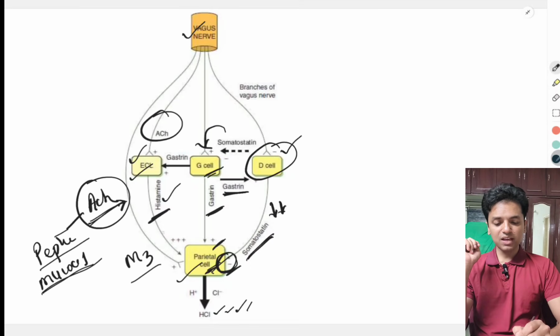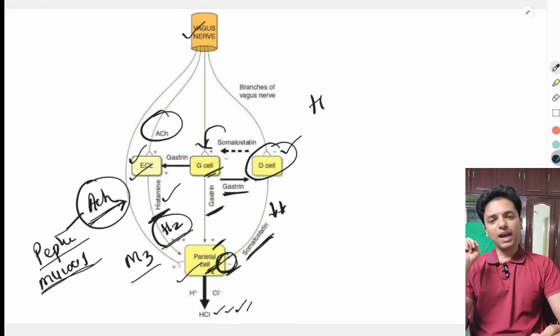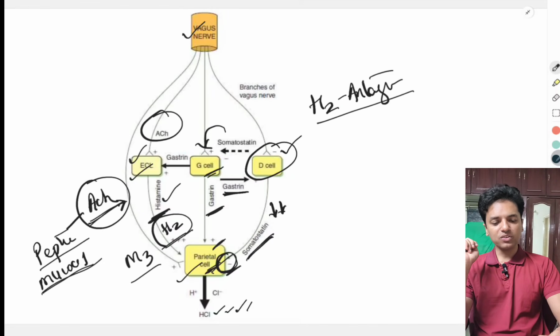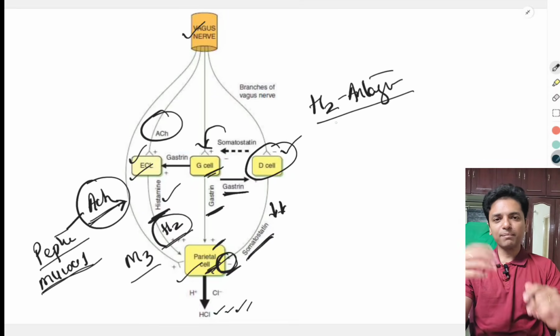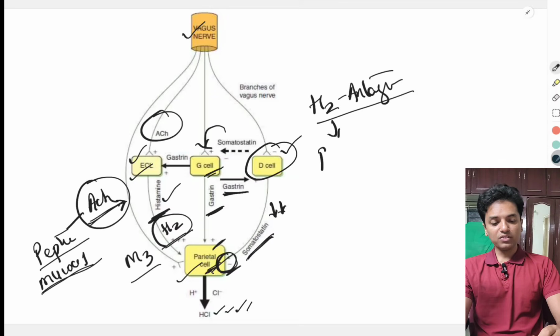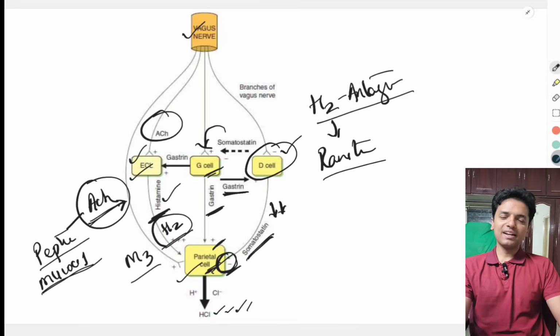And the histamine which is acting on the parietal cell is acting via one more receptor, which is called the H2 receptor. Why I am telling you this point is that we have drugs which are called H2 inhibitors or H2 antagonists. These are the drugs which are used to reduce the HCl secretion in patients who are suffering from hyperacidity. One prototype I will tell you is ranitidine, which is usually marketed as Rantac. So these are nothing but the H2 inhibitors.